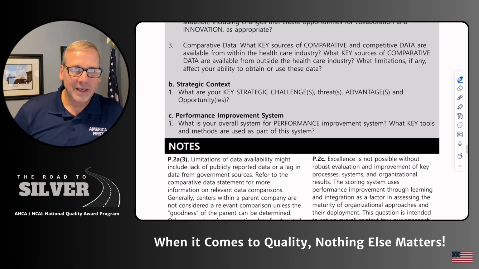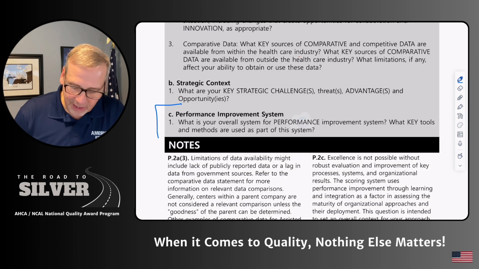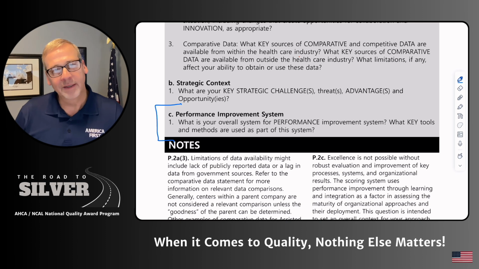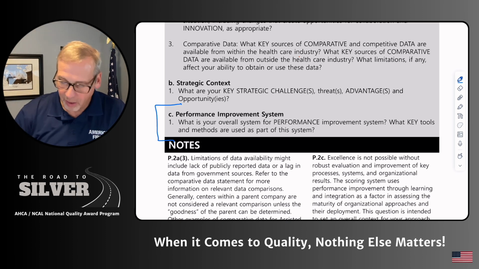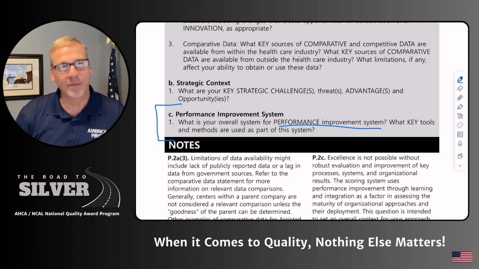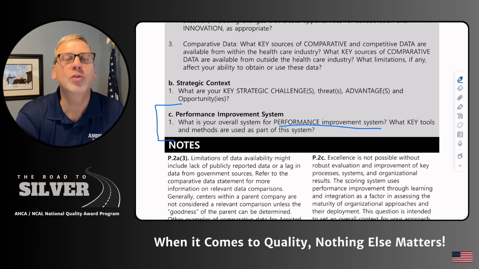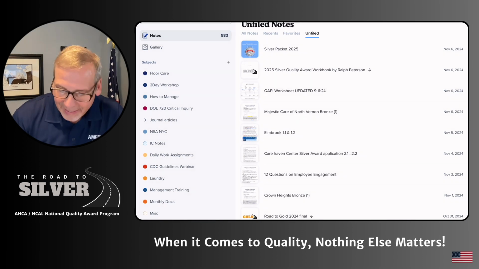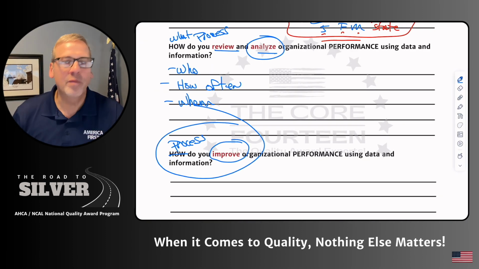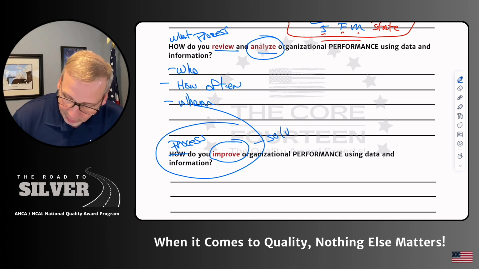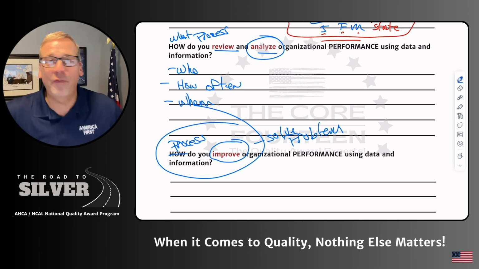But look at this. Here is the question. P2C1 says, what is your overall system for performance improvement? How do you solve a problem? You already answered this question. How do you improve? What does improve mean? It means solve a problem. It means to fix something.